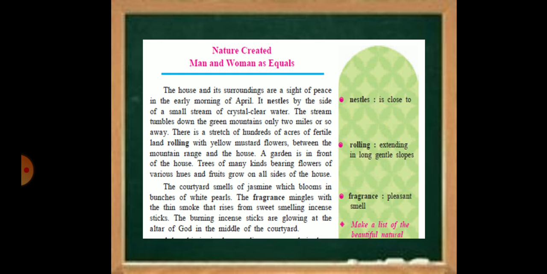So the burning incense sticks are glowing at the altar of God in the middle of the courtyard. Altar is a table or a platform usually used for religious purpose or offering prayers. So, altar is a platform in the courtyard on which the incense sticks are burning and the aroma is getting mixed with the fragrance of the jasmine flowers.